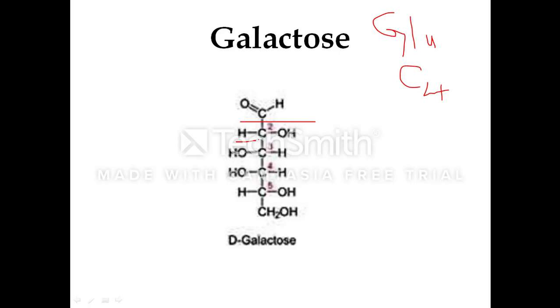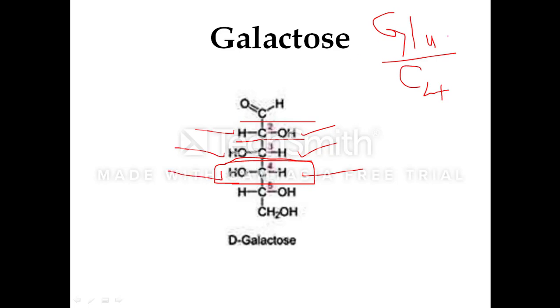Then at the C2 position, we have OH towards the right side and H towards the left side. So the structure at C2 is similar to glucose. Next, at the C3 position, we have H towards the right side and OH towards the left side. So C3 of galactose has a structure similar to glucose. But at the C4 position, in the case of galactose, we have H towards the right side and OH towards the left side.